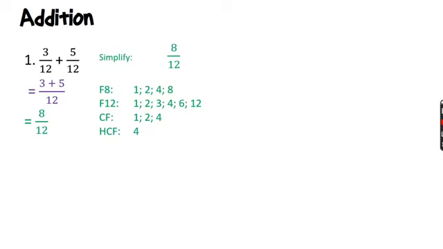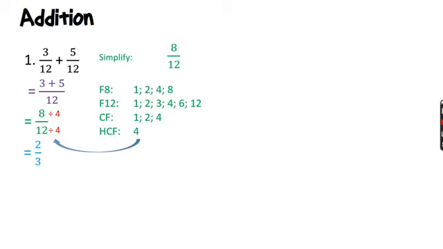Factors of 8: 1, 2, 4, and 8. Factors of 12: 1, 2, 3, 4, 6, and 12. Common factors are 1, 2, and 4. Therefore, my highest common factor is 4. I need to divide by my highest common factor, which is 4. Remember, what you do at the top, you need to do at the bottom. And then my answer will be 2/3. This is my final answer.